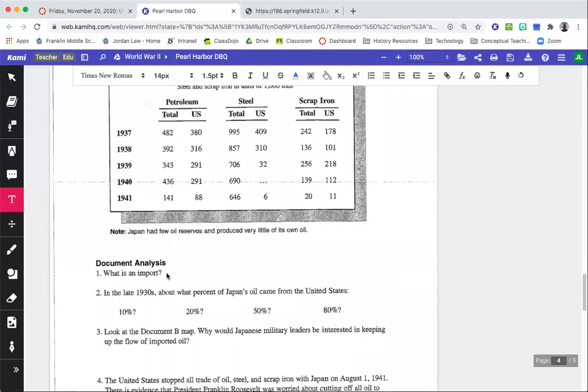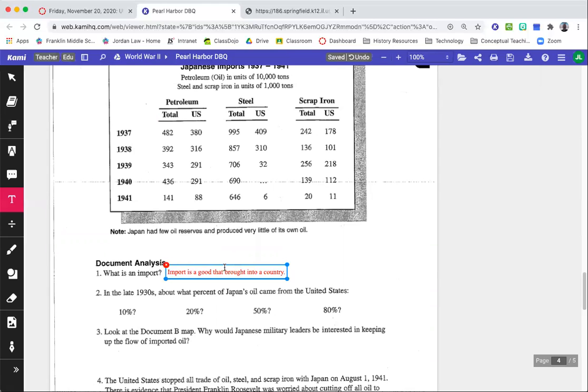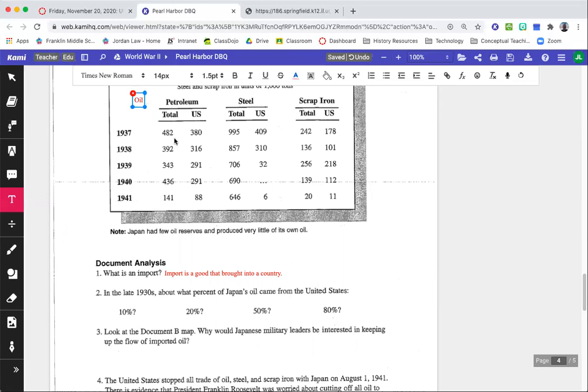Okay, so our first question here is what is an import? Right, and I kind of just explained that to you, but an import is a good that is brought into a country. Okay, so by the late 1930s, Japan is importing a lot of oil from the United States, right, which is the petroleum. Okay, actually, I'm going to make a little note of that. All right, this is another word for oil here.